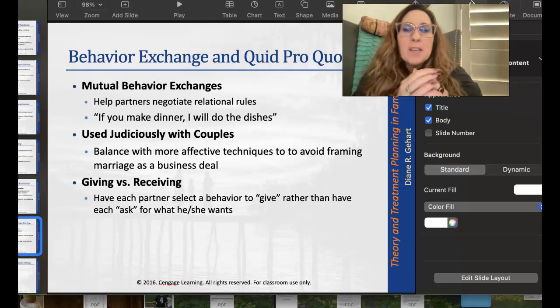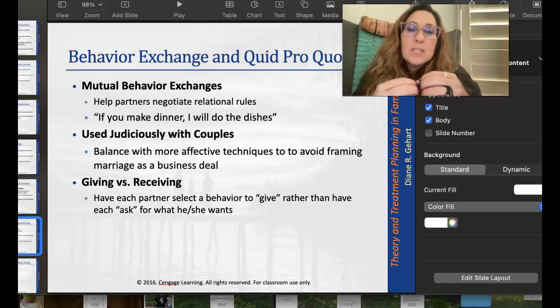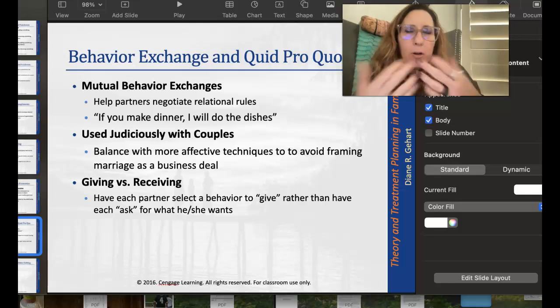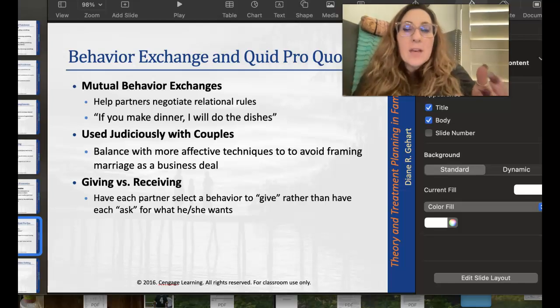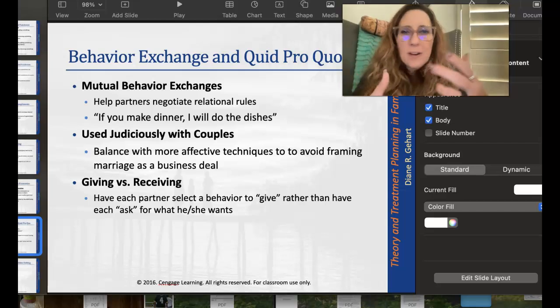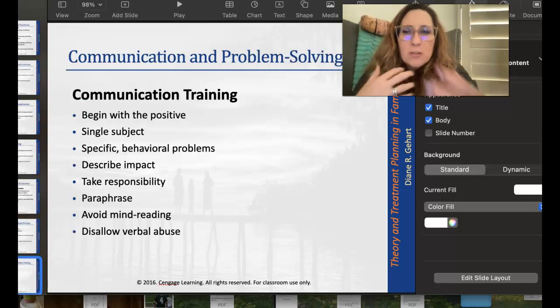Balance with more effective techniques to avoid framing marriages as a business deal. So it's not that we're just transactional. Giving versus receiving. Have each partner select a behavior to give rather than have each ask for what she wants. Like, how can I give him or her what they want? How can I give to you versus, this is what I want from you. It's just a reframe. It sounds better. It's a way to try to meet each other's needs.